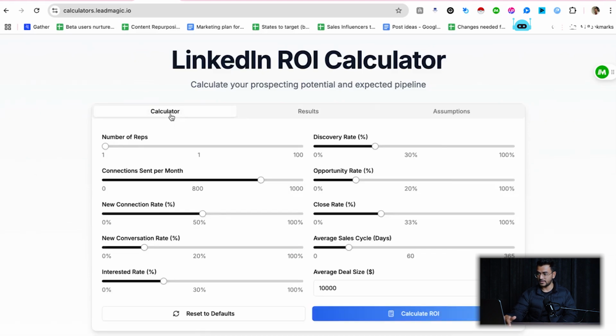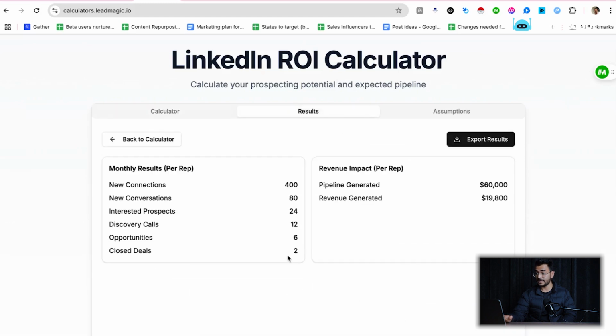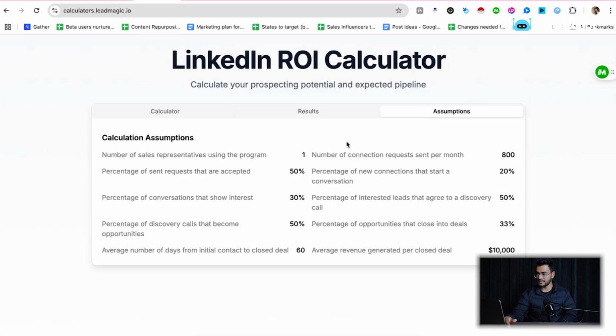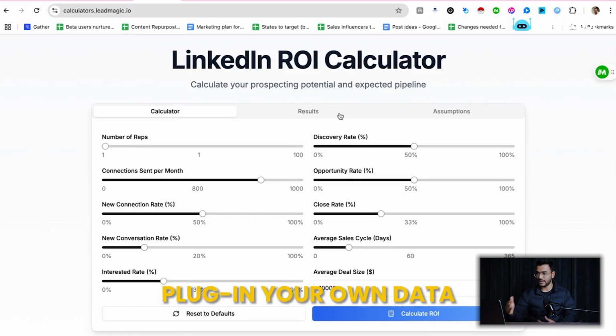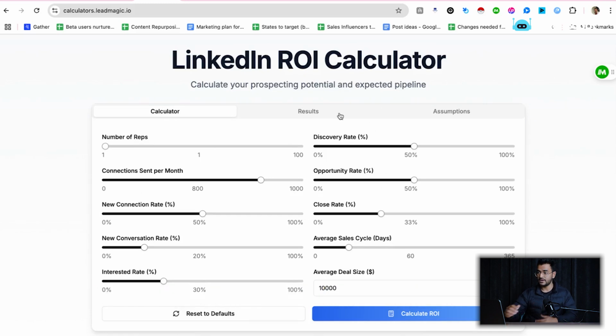So let's look at how we can increase opportunities. Let's say we're getting more discoveries, it's at 50%, and let's say our opportunity rate goes up to 50% as well. Now, even with all the other variables being equal, we should be getting more deals, right? So suddenly I'm in the green, I'm in the black, I'm getting money, right? So those are the assumptions. Here, these are the results. So what I would encourage you guys to do is go through this ROI calculator, plug in your own data and understand what kind of results you're getting.